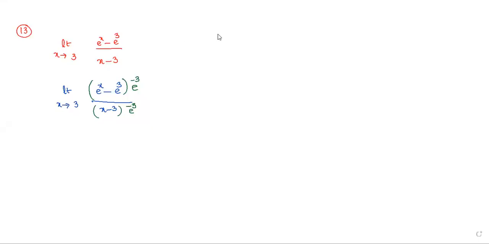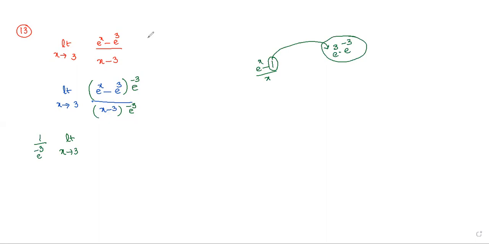A very important condition. E power x minus e power 3 by x minus 3. So e power x minus 1 by x is the formula, but there is no 1 here. So how to write 1? Here e power 3 is in the place of 1. To get e power 0, if we multiply again by e power minus 3, we get 1. So limit x tends to 3, both numerator and denominator are multiplied by e power minus 3. Here 1 by e power minus 3 is the constant.